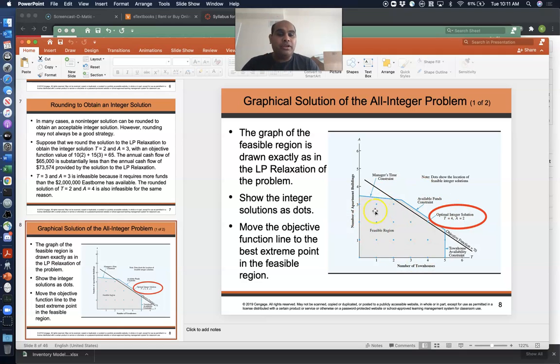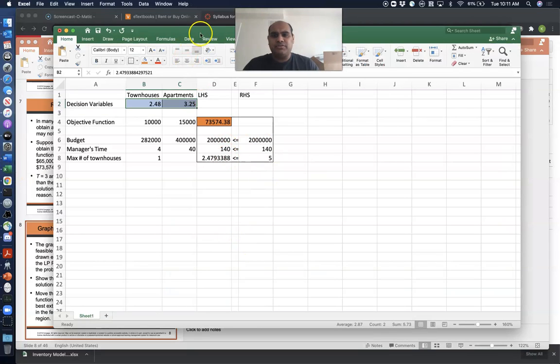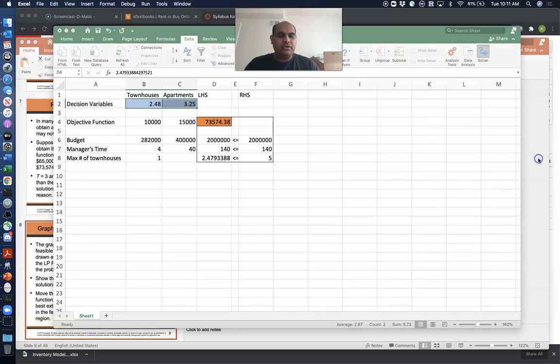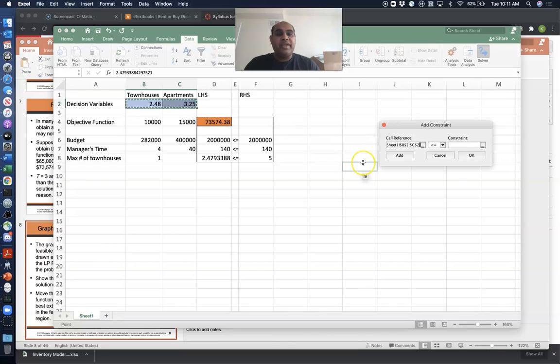But this is what you do if you're looking through a graphical solution. And like I said, we're not going to go over the graphical solution. The way you do it in Excel is, Excel has this special feature. If I go back to Solver, when you add constraints, you can add some extra constraints. If I click on add, I would say that both of my decision variables have to be integers. And in Excel, you can add that as a constraint.